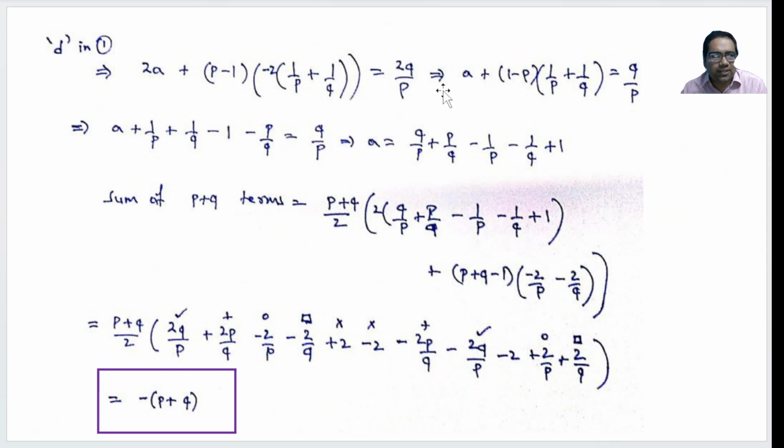Let us simplify this further. Let's cancel all the terms. This 2, and this 2. So a plus this minus will go, 1 minus p. A plus 1 minus p into 1 by p plus 1 by q is equal to q by p. Let us just expand. A plus 1 into 1 by p, 1 by q, 1 by p plus 1 by q, minus p into 1 by p minus 1, minus p into 1 by q minus p by q. This is the left hand side, is equal to q by p.